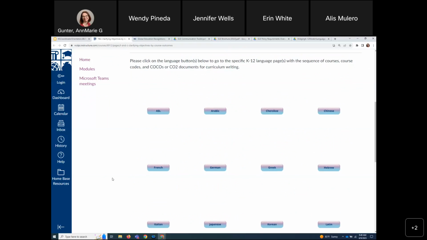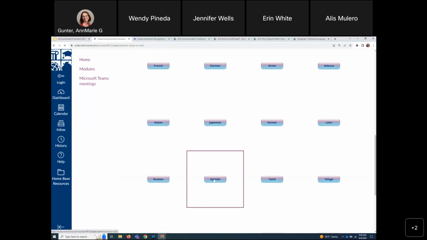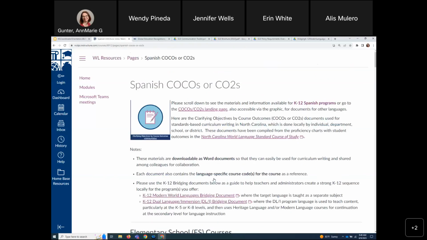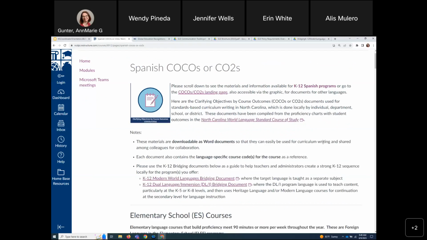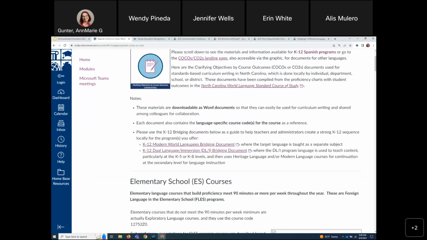Click on the Spanish button, and it takes me out to that Spanish K-12 page. There's sort of a repeat of what's here about what COCOs documents are, and a reminder that these are downloadable as Word documents. Notice that our K-12 bridging documents that apply to this language and its programs are posted here as well. So there's some duplication within the World Languages Resources Hub so that you can always find what you need, hopefully, close by. So there's the Modern Languages Bridging document, because Spanish is taught as a separate subject.